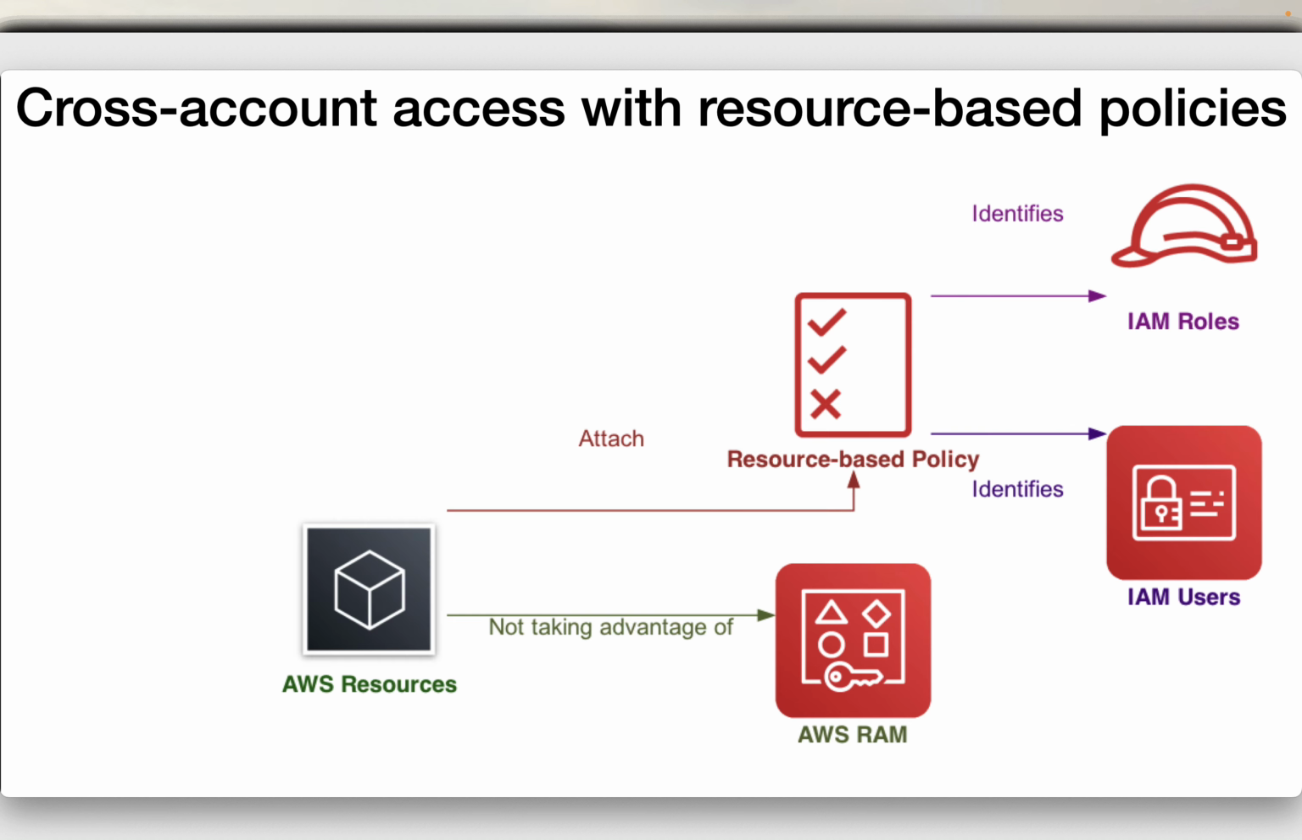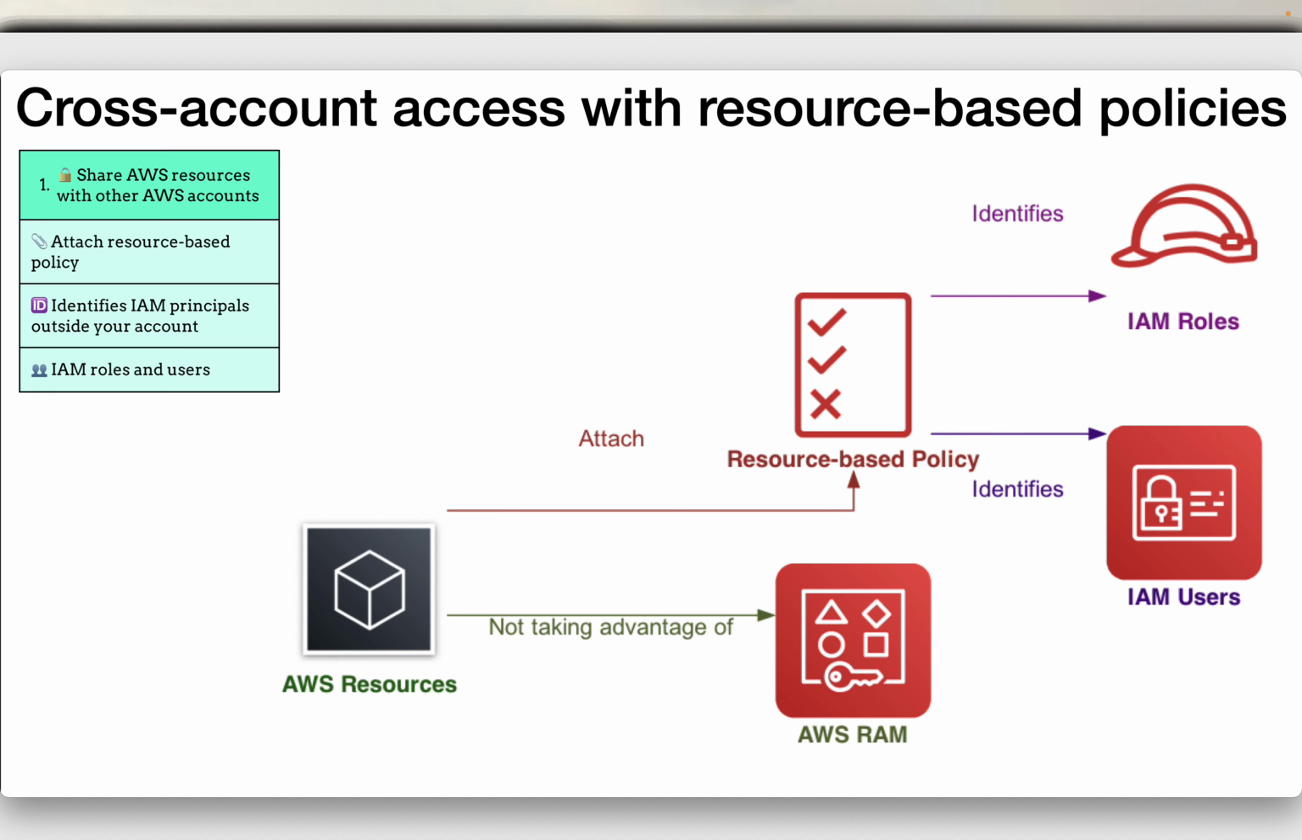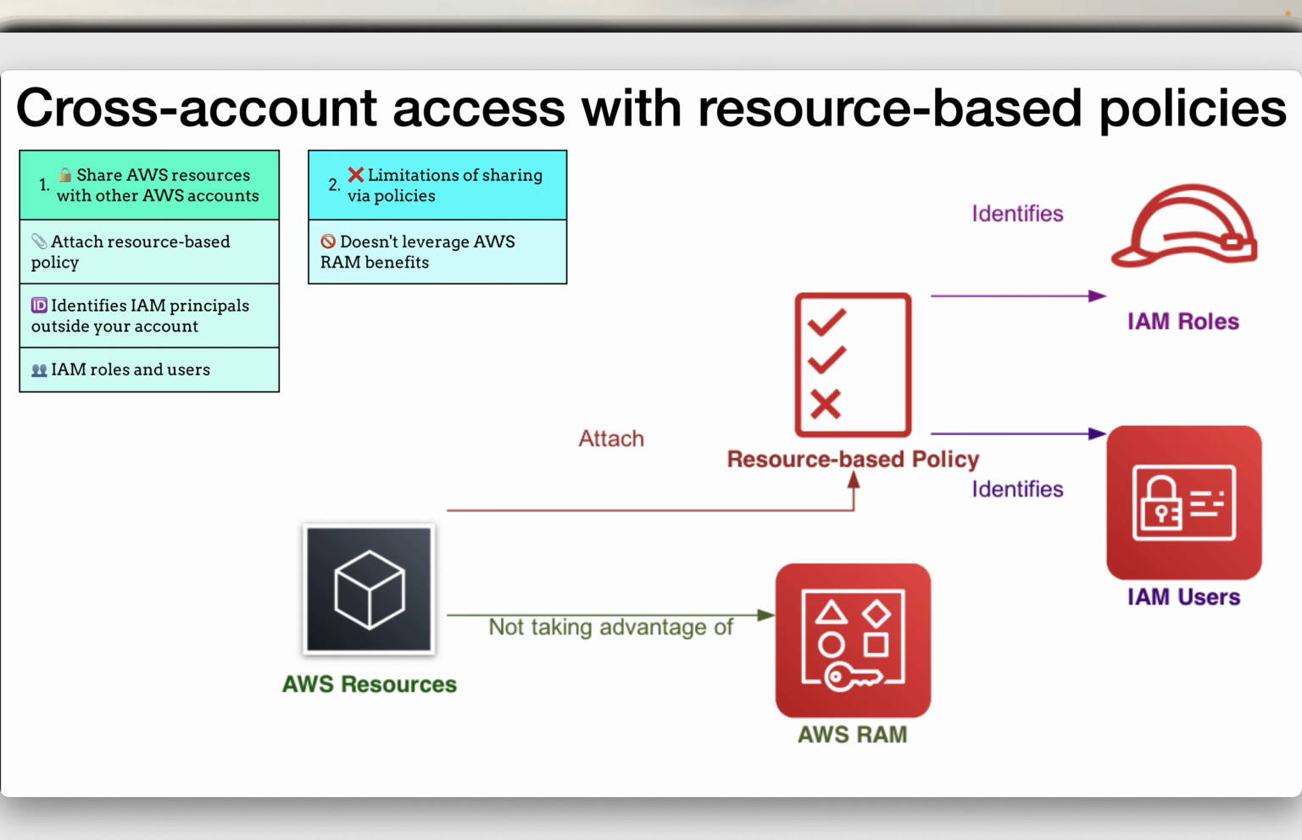So let's see cross-account access with resource-based policies. This is the traditional way. If you don't use Resource Access Manager, you can share some types of AWS resources with other AWS accounts by attaching a resource-based policy that identifies AWS Identity and Access Management (IAM) principals, which can be IAM roles and users, outside of your AWS account. However, sharing a resource by attaching a policy does not take advantage of the additional benefits that AWS RAM provides.